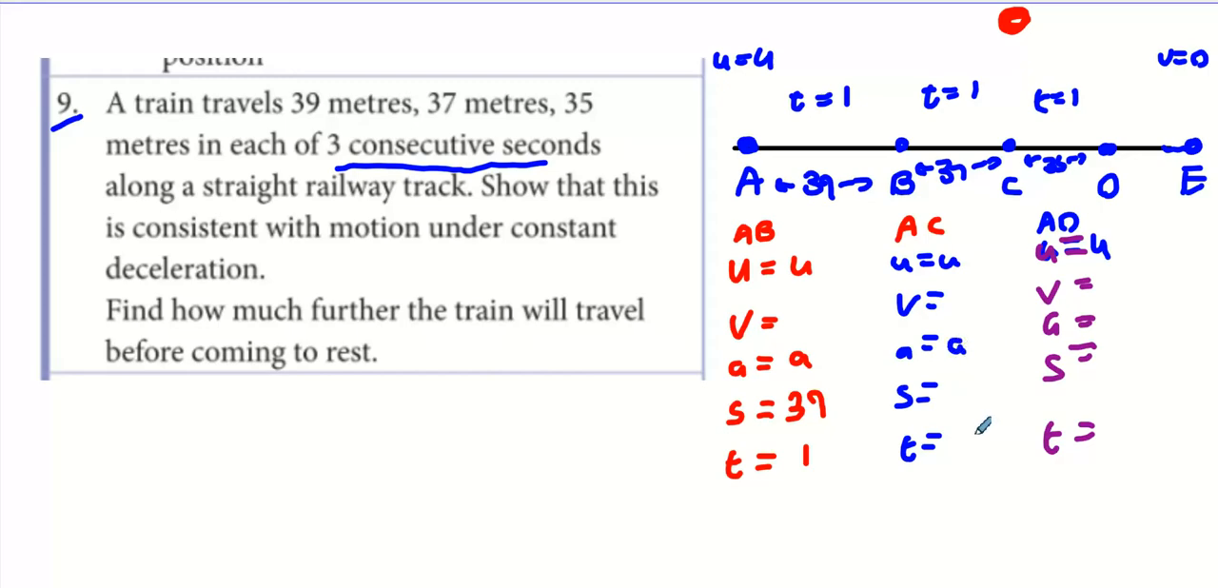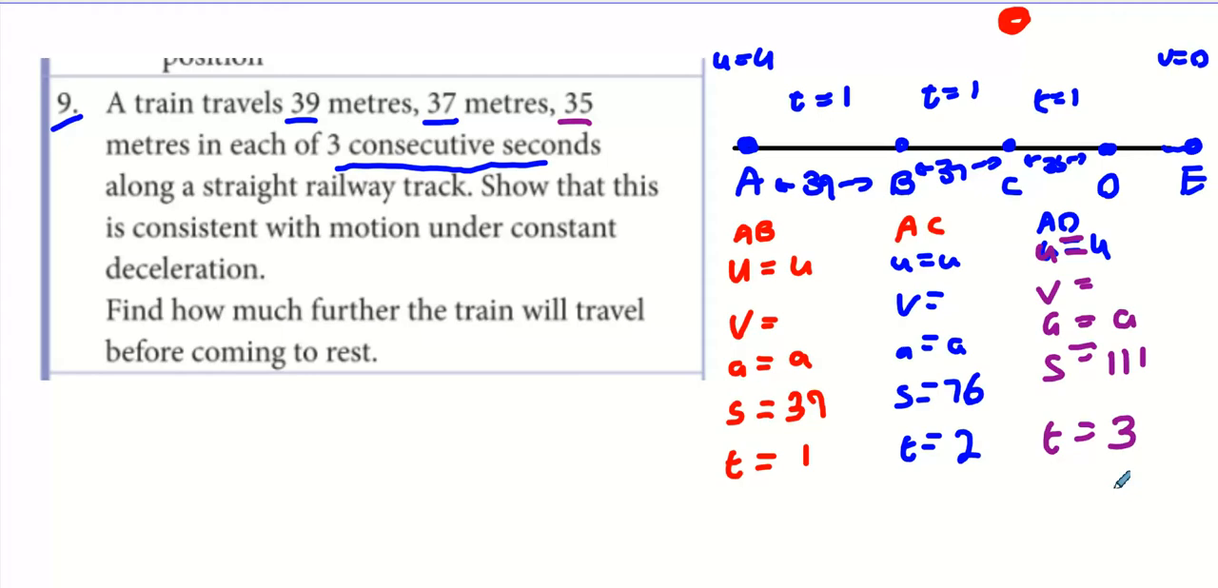All right. What's our a value for AC? Still a. Our s value? 39 plus 37? 76. Our t value? 2 seconds, because first second from A to B, second from B to C, t equals 2. Okay, what about the third data set? a is still a. s this time? Add on another 35 on top of that. 111, thank you very much. Our t value? 3. Everybody cool with that so far?